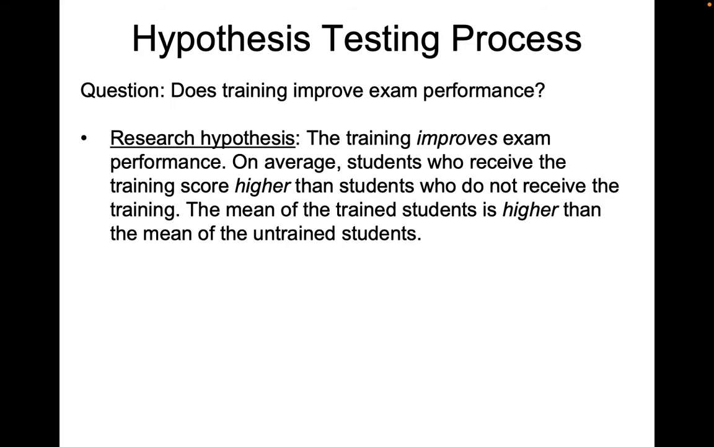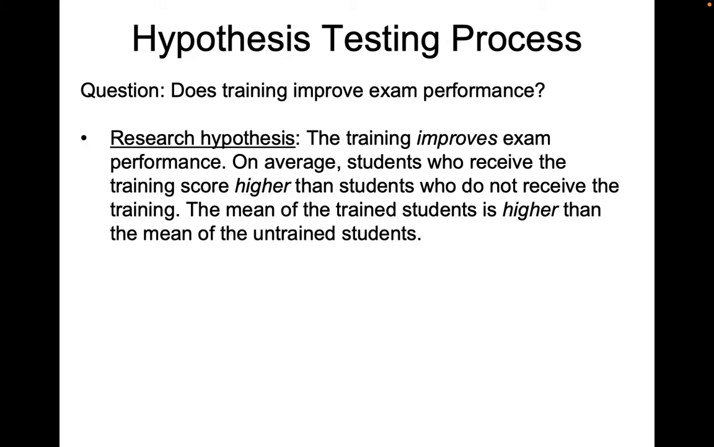Remember that the question is, does training improve exam performance? So the first step is to restate the research hypothesis by turning the research question into a statement of prediction. If the research question is, does training improve exam performance? We just turn that into a statement by saying, training improves exam performance. Now, that's a general statement, and so I've included a couple other sentences to better clarify what the hypothesis is for this particular research study, which is that, on average, students who receive the training score higher on the exam than students who do not receive the training.